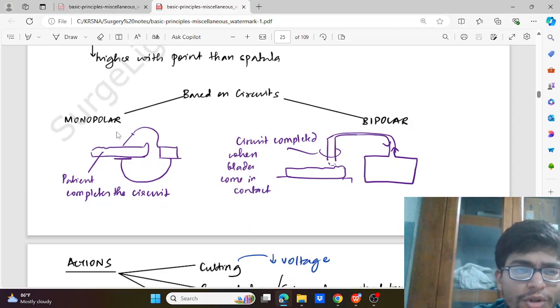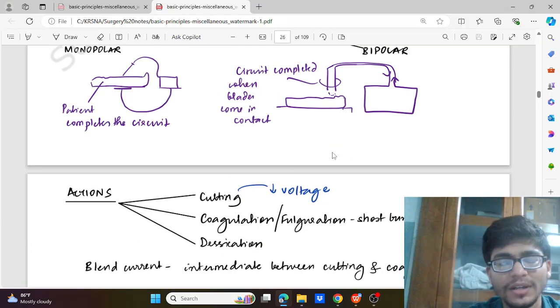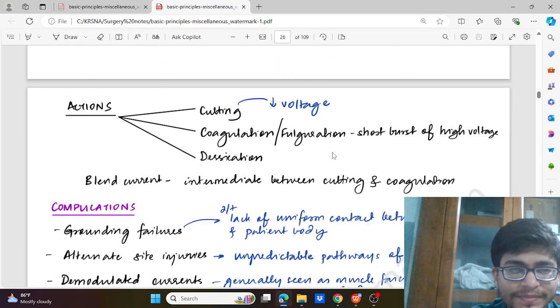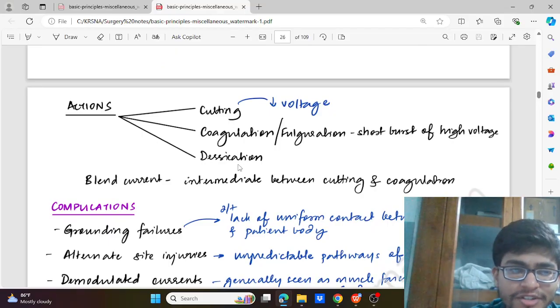So as we have seen in monopolar, as we can see in the diagram, the passive electrode completes the circuit, and in bipolar there will be two blades. One will act as the inflow and the other as the outflow. So the damage will be between the two blades of the instrument. The actions, as you have seen, are cutting, coagulation, and desiccation.